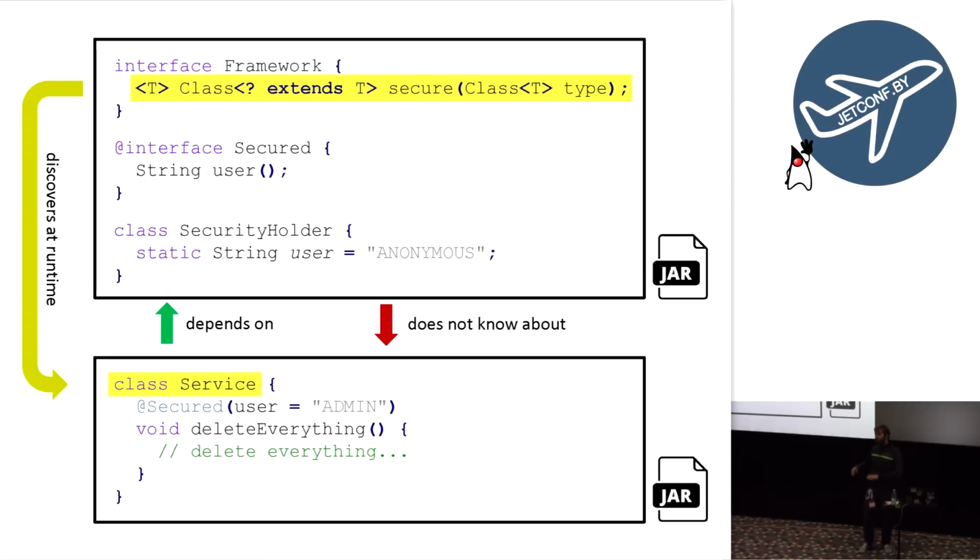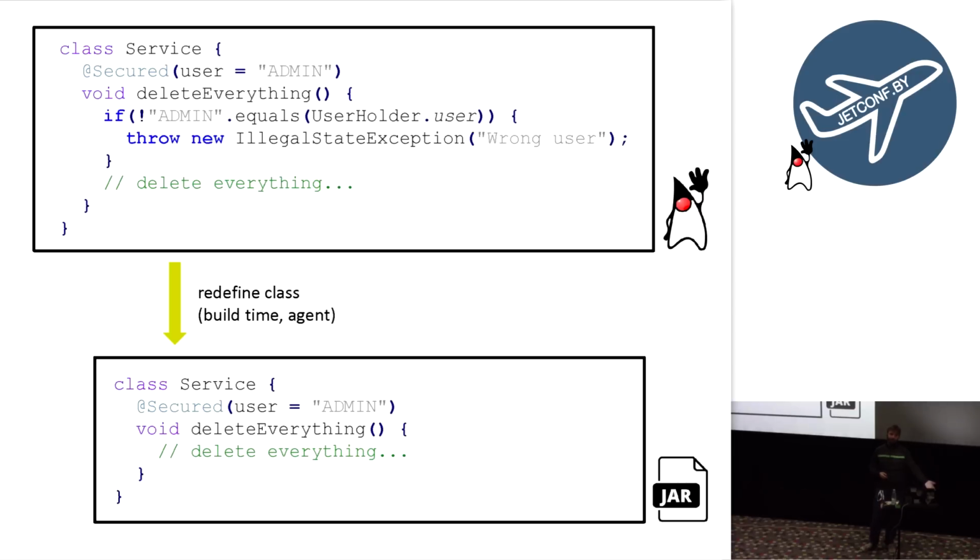However, at runtime, we already have compiled everything down to bytecode. We don't even know what programming language something is written in. We only see the bytecode, and that's pretty good actually, because that's a standardized format. So how can we work with that? How can we make the service secured?